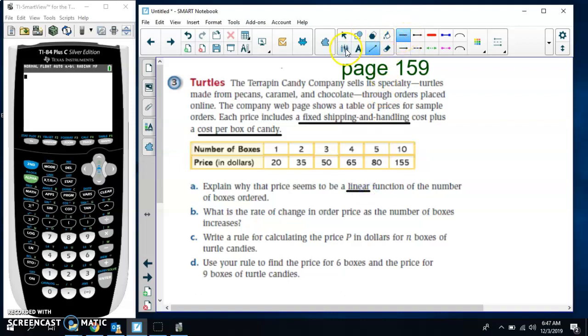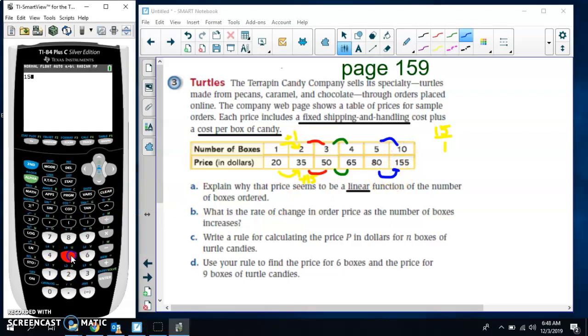And if we look at our table of values, what we want to be checking for is, as our table is increasing, when we divide the increase in our dependent variable, so this was going from 20 to 35, plus 15, by the increase in number of boxes, is it the same? So we would have here 15 over 1. And is that going to be the same for all of these changes? It's going to be the same from here to here, and from 50 to 65, and 3 to 4 boxes. And then last, notice that this is a larger jump, from 5 to 10 and 80 to 155.